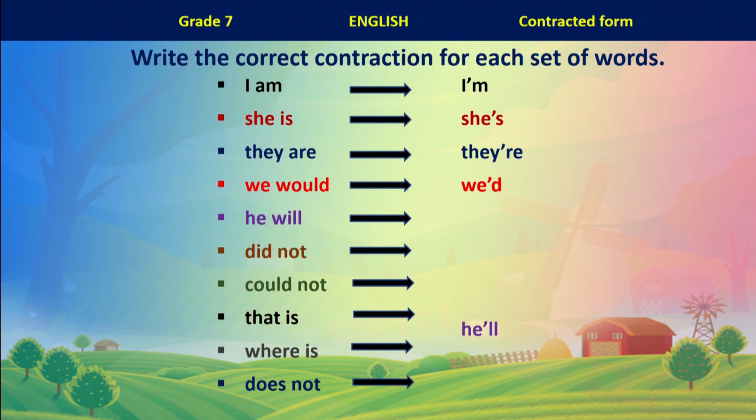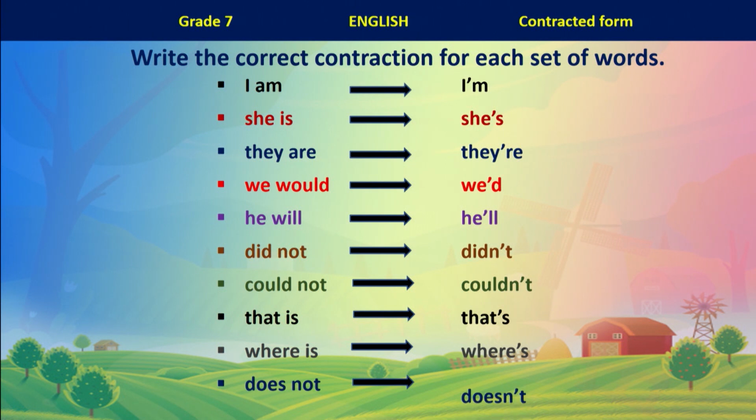He will. He will becomes he'll. As you can see children, both W and I are no longer there. Did not becomes didn't. Could not becomes couldn't. That is, that's. Where is, where's. Does not becomes doesn't. Okay, thank you, Miss.